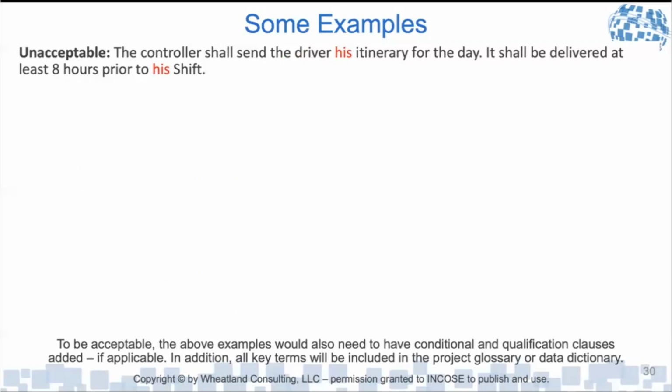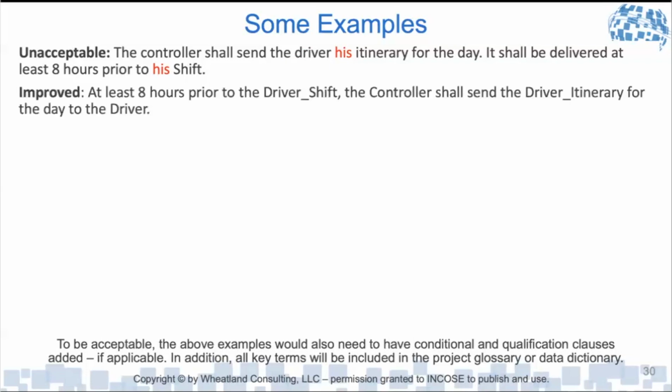The controller shall send the driver his itinerary for the day. It shall be delivered at least 8 hours prior to his shift. In the first case, the "his" follows driver, so you'd think it applies to driver. In the second case, you can infer it applies to driver, but it could apply to controller also. So it's better if you just say: at least 8 hours prior to driver shift, the controller shall send driver itinerary for the day to the driver. And then again, each of these capitalized terms is defined in the glossary.